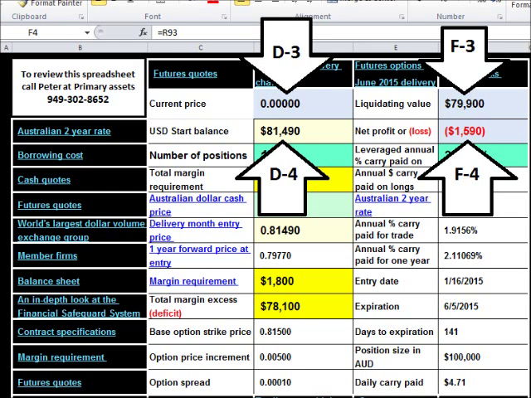Our start balance of $81,490 shows in cell D4. Let's assume the Australian dollar goes to zero against the US dollar. In cell D3, enter 0. Again, cell D3, 0. The net loss on our $81,490 start balance will show in F4, $1,590. The liquidation value shows in F3, $79,900 after all fees, commissions, hedges, everything in.